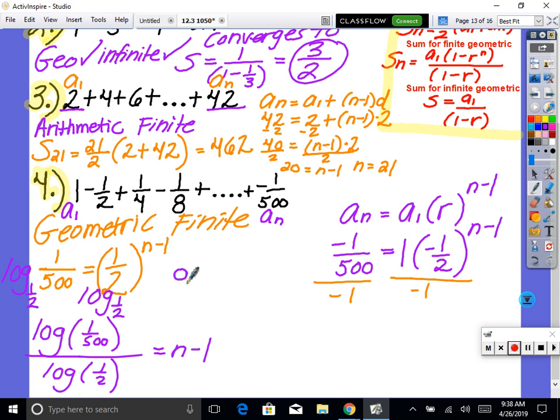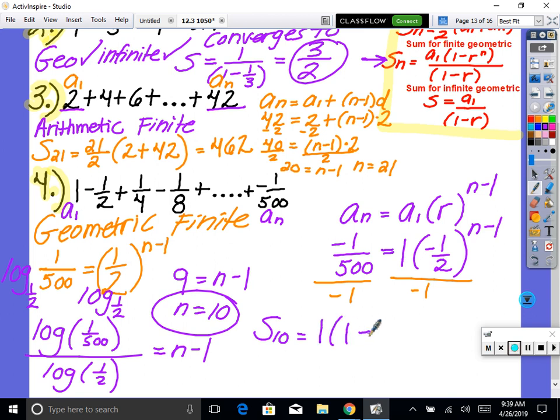Okay, so we have 9 is equal to n minus 1. So then solve for n. Add 1, don't we? So n equals 10. So now we can go use our formula here. So now we know we're summing up 10 terms. So we would say the sum of 10 terms is equal to a sub 1, which was 1, times 1 minus, and then remember, since our r is negative, we're going to put that in parentheses, negative 1/2 raised to the 10 all over 1 minus negative 1/2.